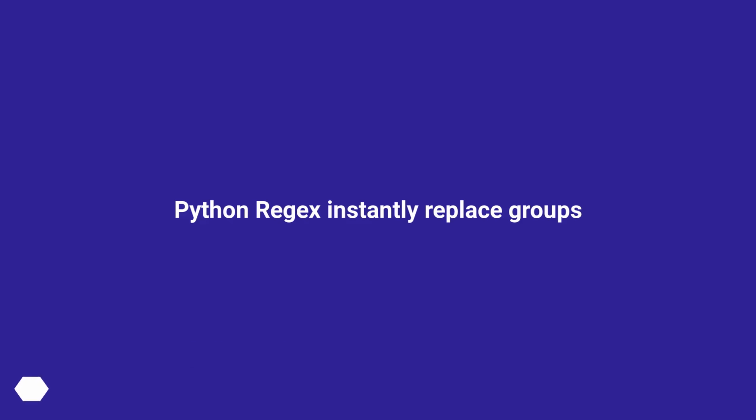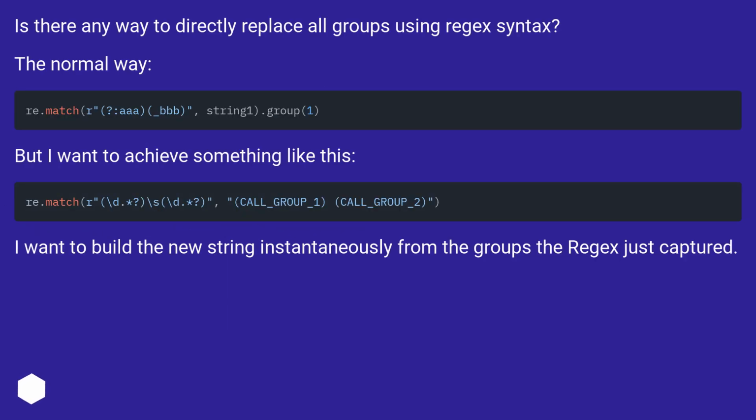Python regex instantly replace groups. Is there a way to directly replace all groups using regex syntax? The normal way. But I want to achieve something like this. I want to build the new string instantaneously from the groups the regex just captured.